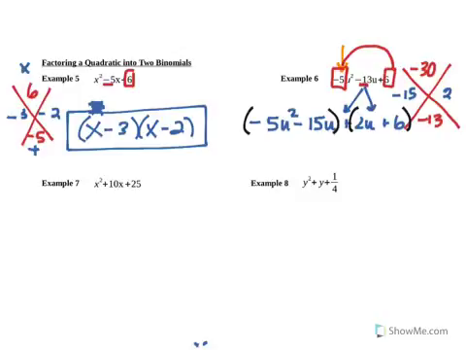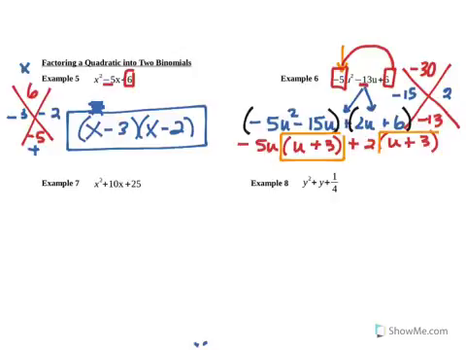From the first pair, I can take out negative 5u, and I'm left with u plus 3. From the second pair, I can take out 2, and I'm left with u plus 3. Now you may notice that these guys have a common binomial, u plus 3. That's my GCF here. When I take out u plus 3 from each of these factors, I'm left with minus 5u plus 2. And that's the factored form of example 6.